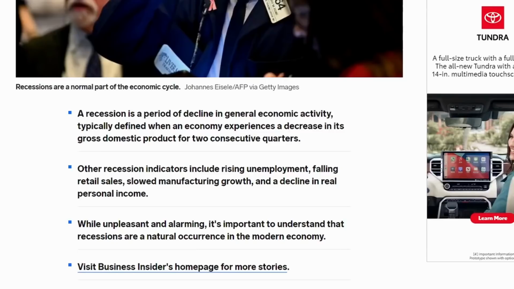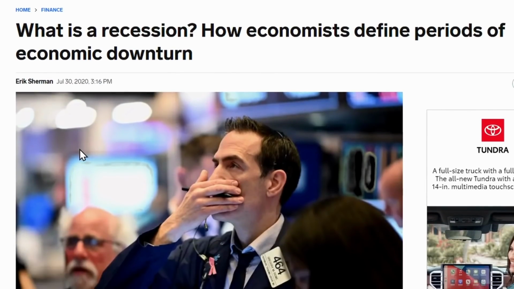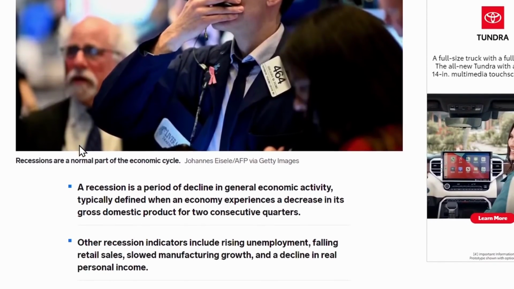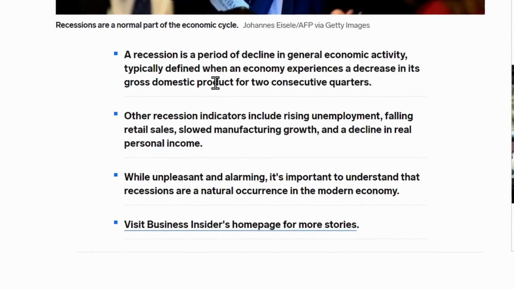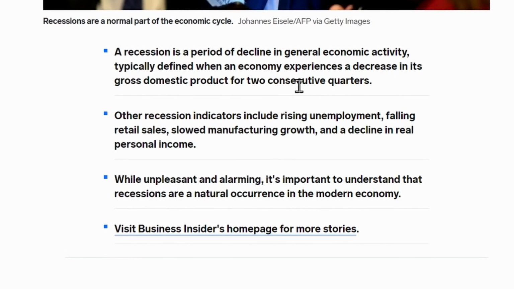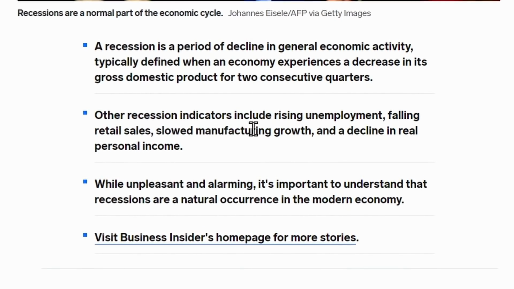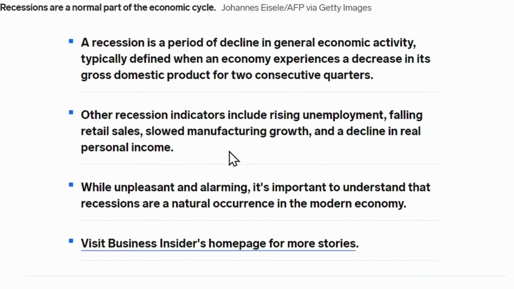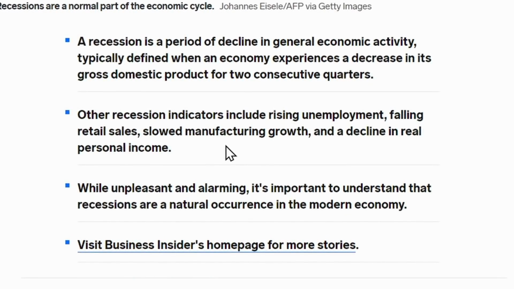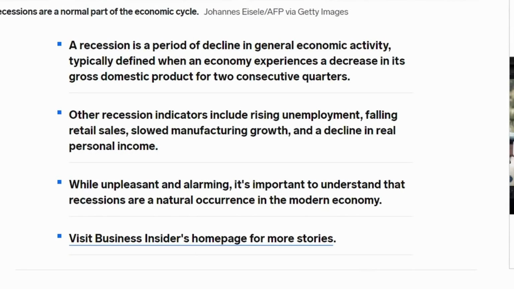Let's just check one other place. This one is just a headline that I got somewhere. What is the recession? How economics defines it. So a recession is a period of declining in general economic activities, typically defined when the economy experiences a decrease in its gross domestic production for 2 consecutive quarters. Other recession indicators include increased unemployment, falling retail sales, slowing manufactured growth, and a decline in real personal income. So let's dissect those, just those alone, to look at those numbers and see where we are.